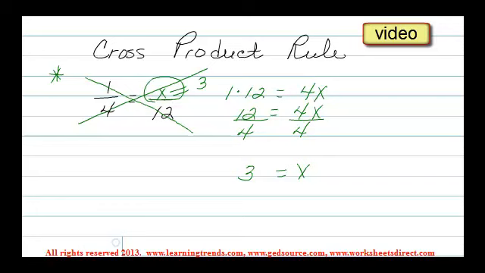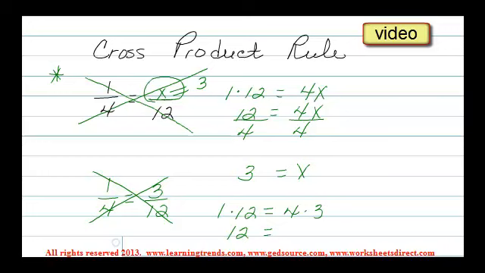We can confirm that by taking those 2 fractions again: 1/4 equals 3/12. We can use our cross product rule and multiply to see whether or not they are equal. We have 1 times 12 should equal 4 times 3, and in fact it does. 1 times 12 is 12, and 4 times 3 is 12. So those two fractions checked out.